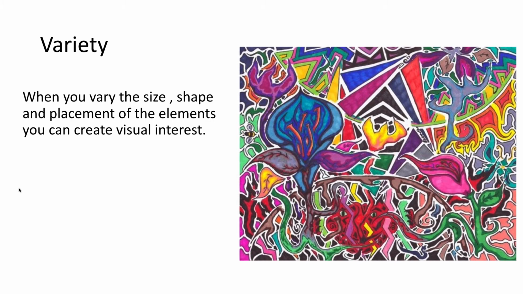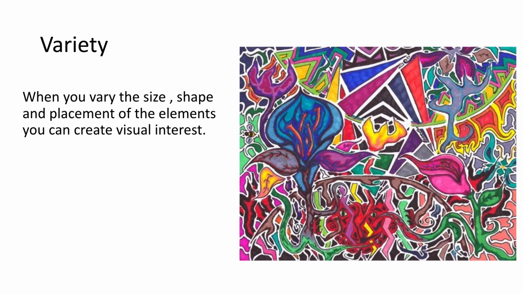Variety is the next principle, and variety, as we talked about with pattern, uses the placement and the size and the shape and the color. Variety is similar to that, but it doesn't have to be a pattern. So variety can be anything. You can have many shapes and many colors, and things going in different directions, and this can create visual interest.